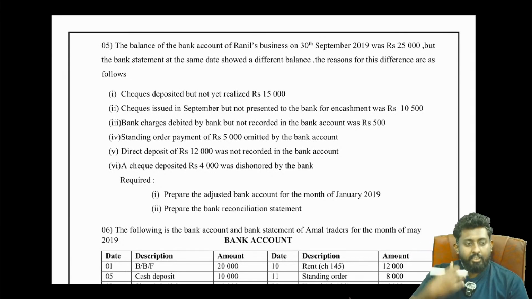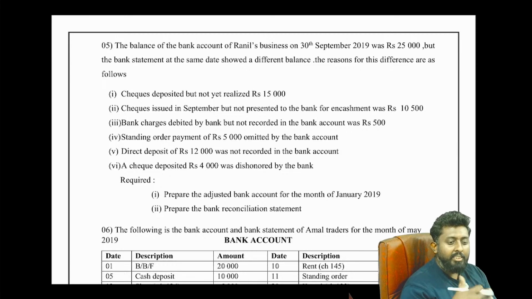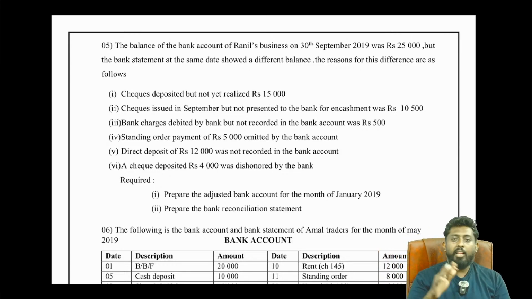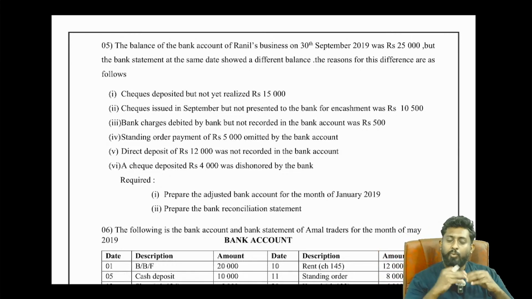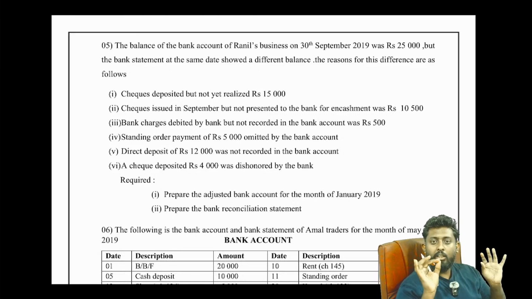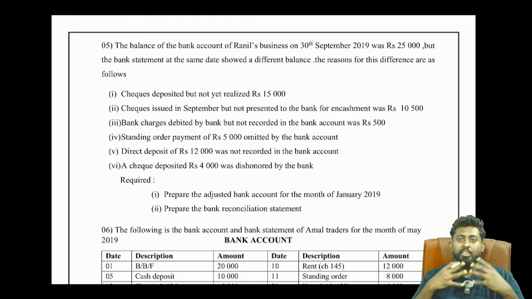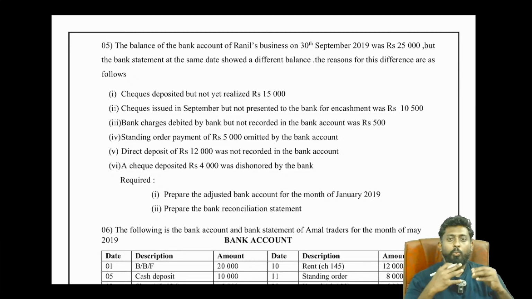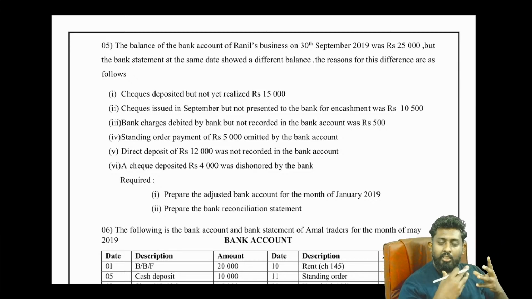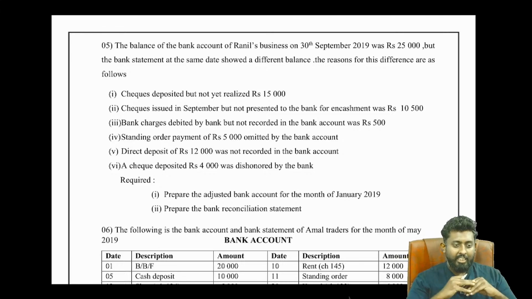The question itself would analyze and give you. They will analyze and say these are the differences. Very simple. So what is the summary? We have to record omissions in the adjusted bank account. We have to record unpresented and unrealized checks in the bank reconciliation statement.